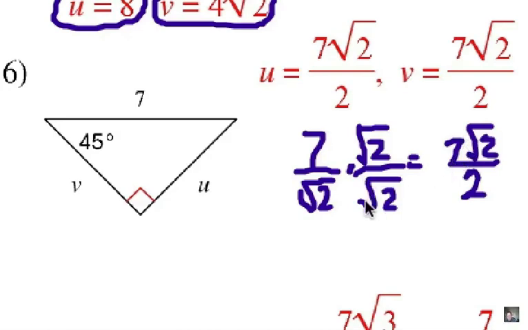Okay, it's a little bit complicated. You just have to double check and work with the radicals and make sure you rationalize the denominator.